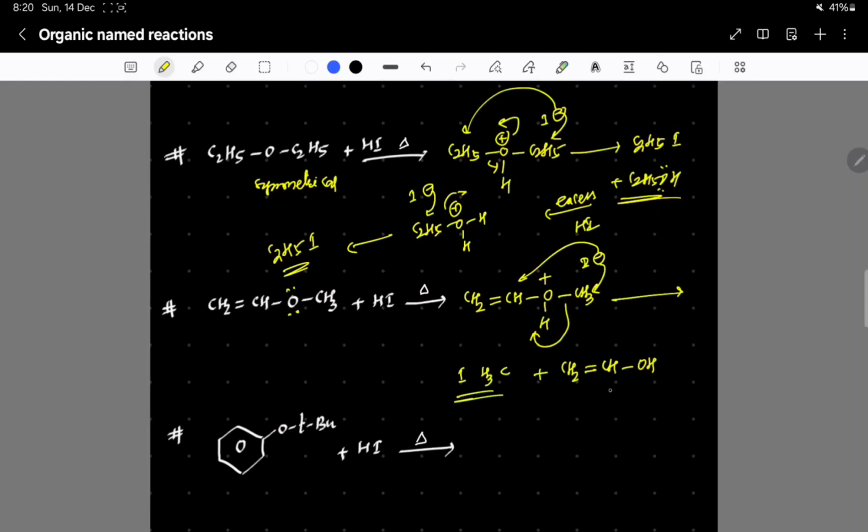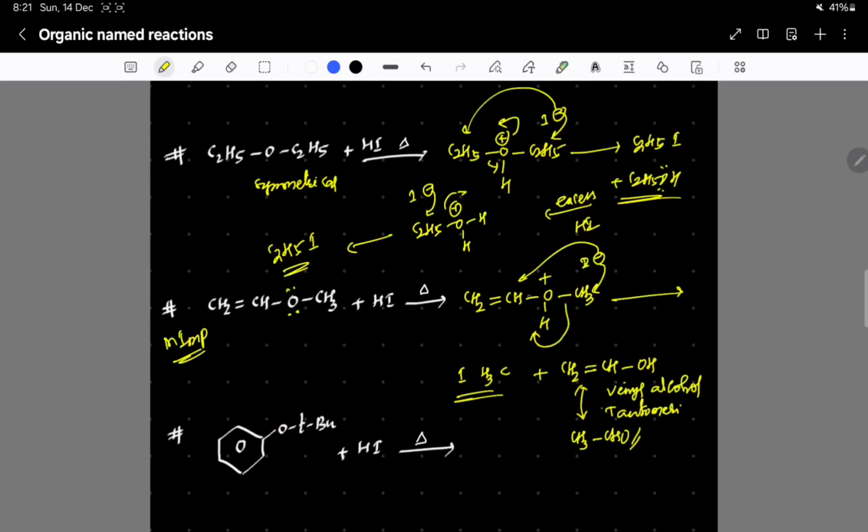Now this we can simply call a vinyl alcohol, right? Now this vinyl alcohol generally undergoes tautomerization, right? Then it will give the major product, the aldehyde. Now if vinyl ethers are present, then aldehyde or ketone is the possible product, right? So this reaction is very important, you can practice it, student, right?